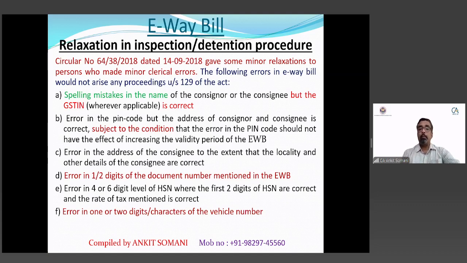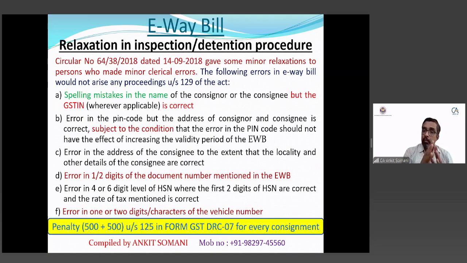Particularly, these mistakes can happen with every other person. These are basically inadvertent in nature. They were never even intended. Absolutely clerical errors. There is a penalty of only 1,000 rupees, 500 plus 500, under Section 125 in Form GST DRC-07 for every consignment.